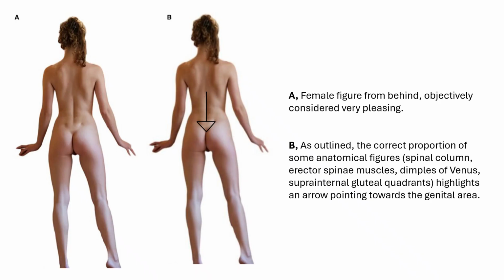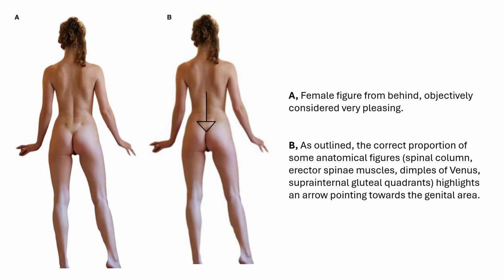With this in mind, what we call the aero factor can help to visualize a possible pleasing outcome if we look at the back of a female figure considered pleasant, by stylizing the main morphological constituents: upper contour of the buttocks, dimples of Venus and spinal column. The figure that can be abstracted is surprisingly similar to that of an arrow, pointing toward the genital area.